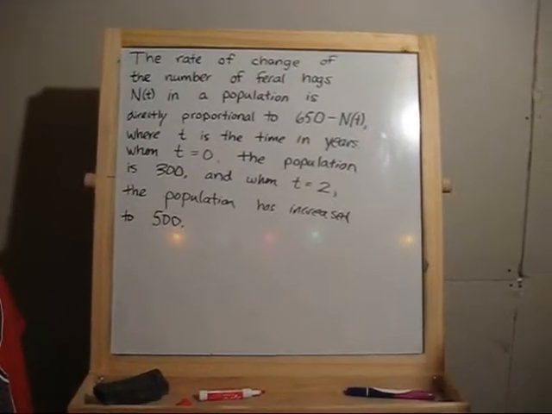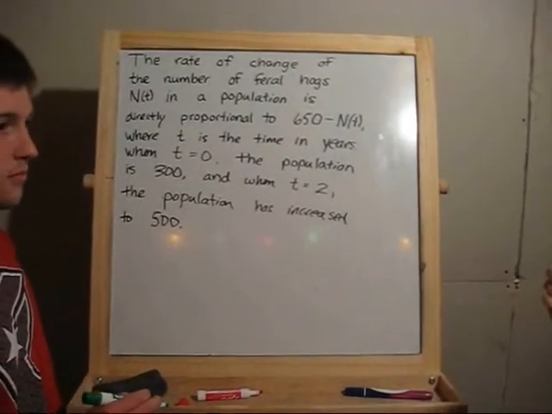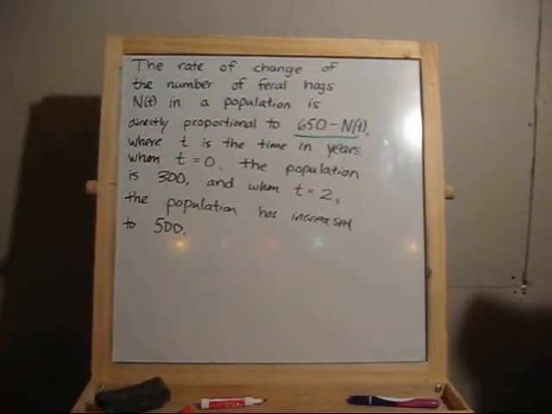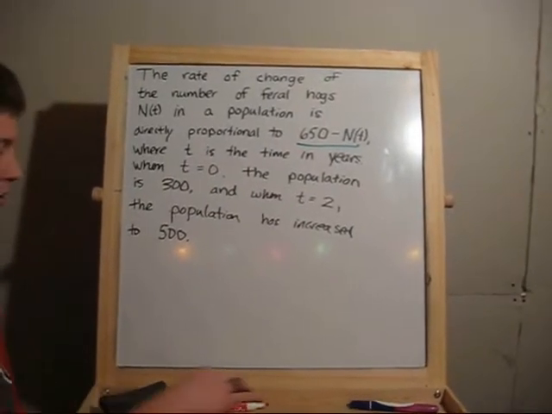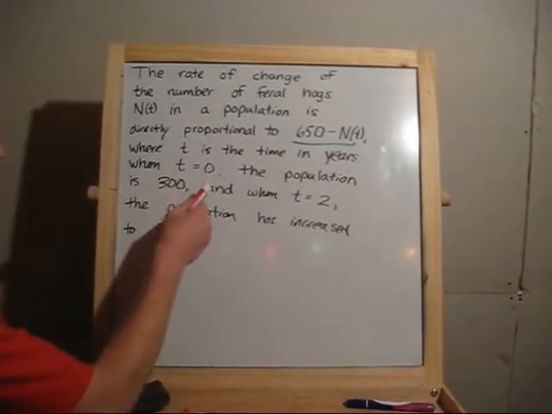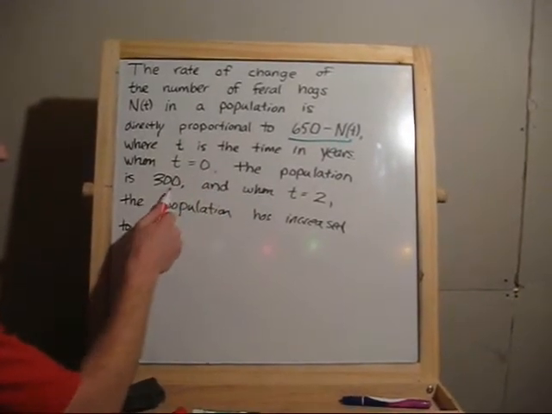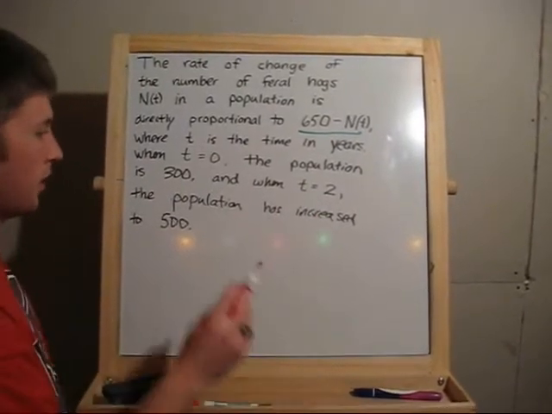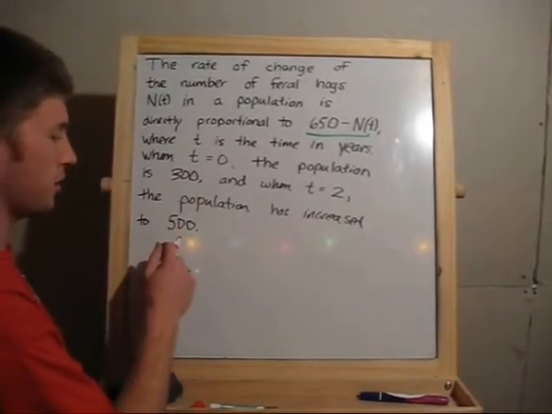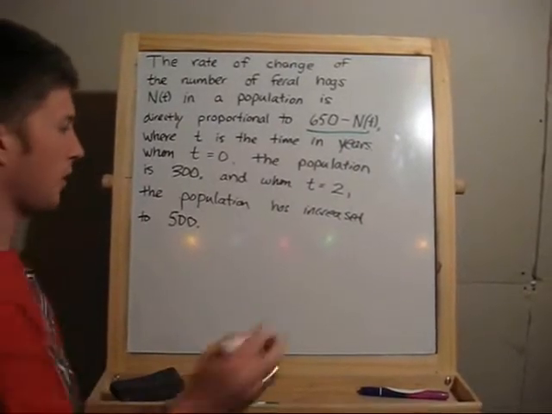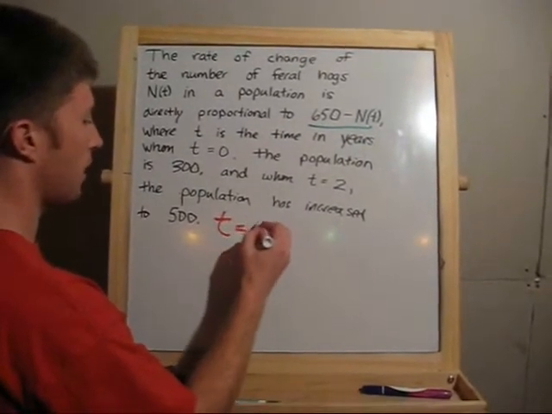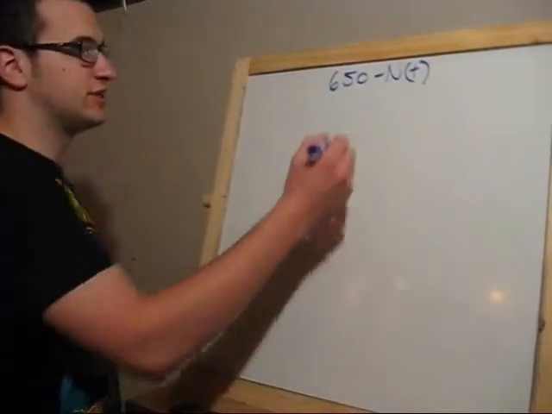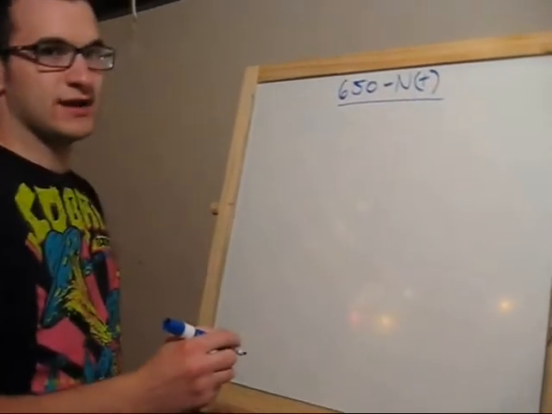According to the conservation departments, the rate of change of the number of feral hogs per year is directly proportional to this formula, 650 minus N(t). In 2009, t equals 0 at the beginning of our research, the population was 300 feral hogs per county on average. In 2011, t equals 2 years past. The amount increased to 500 feral hogs per county. What we will be figuring out is what the population will be when 3 years has passed, which is the upcoming year, 2012.